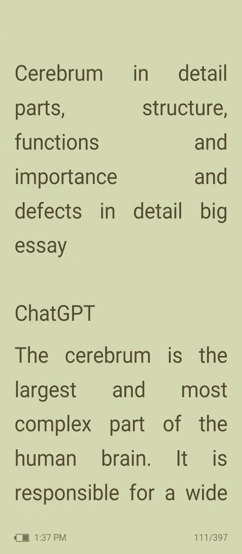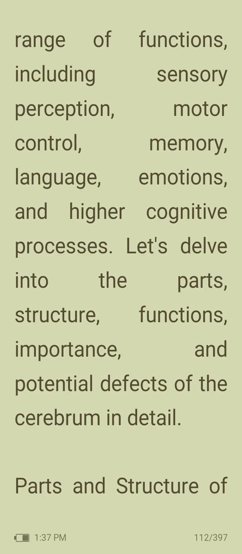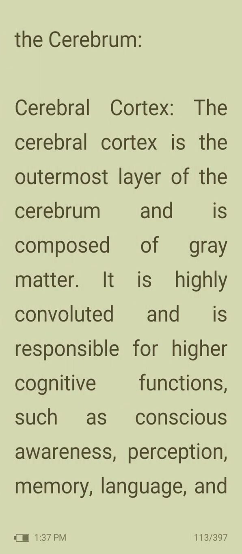Then cerebrum in detail. The cerebrum is the largest and the most complex part of the human brain. It is responsible for a wide range of actions including sensory perception, motor control, memory, language, emotions, and higher cognitive processes. Parts and structure of the cerebrum.